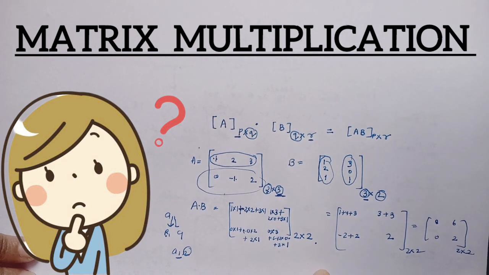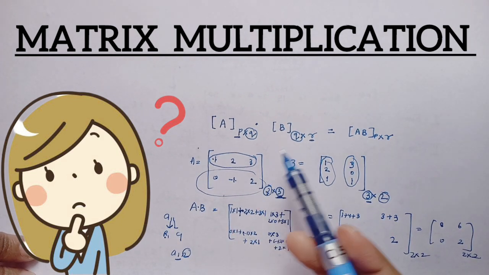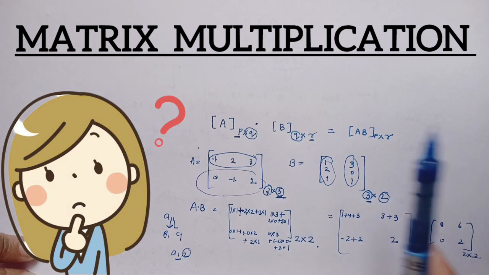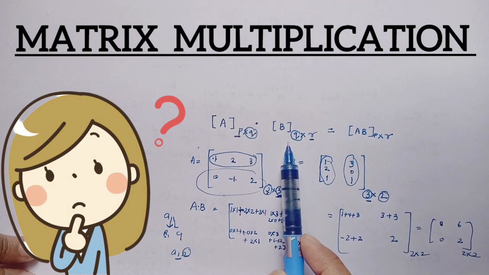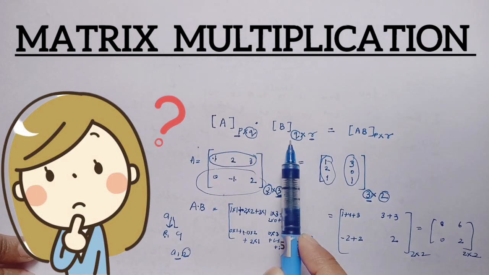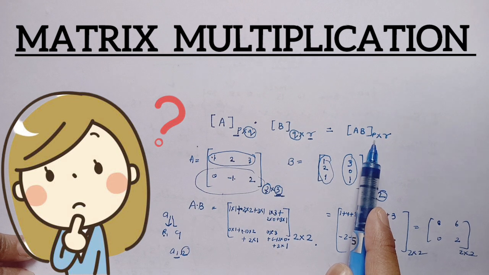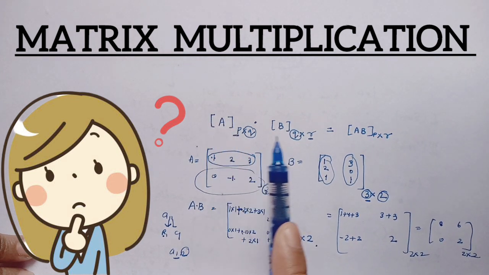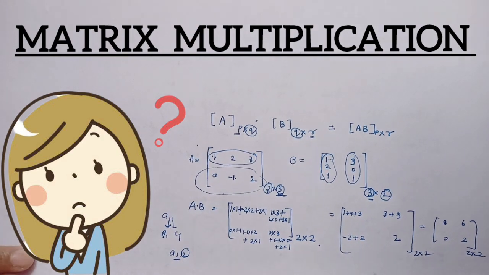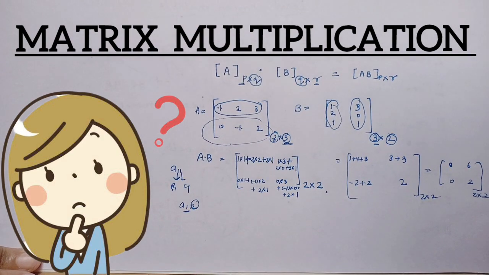So I hope you understand how to get multiplication of two matrices. We have to check whether multiplication is possible or not by looking at the number of columns of the first matrix and the number of rows of the second matrix. They should be equal. Only then we can multiply, and the final order of the matrix will be given by the number of rows of the first matrix and the number of columns of the second matrix. So I hope you understood this one.